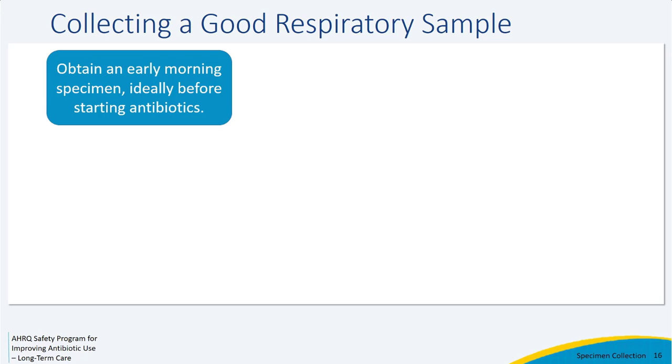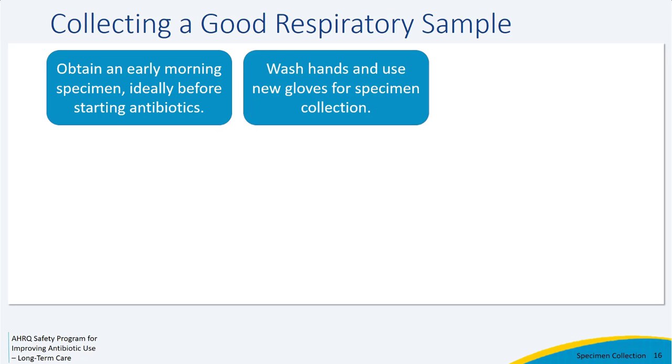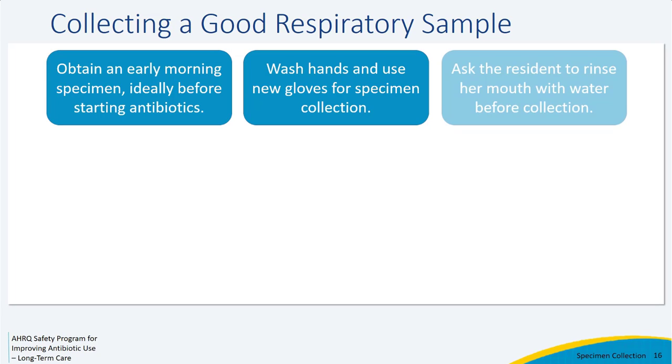1. Obtain an early morning specimen. Often, residents are better at coughing up a good specimen in the early morning hours, so we recommend obtaining specimens at this time when possible. 2. Wash hands and use new gloves for specimen collection. 3. Ask the resident to rinse her mouth out with water before collection. This helps remove some of the loose cells from her mouth and may reduce contamination of the phlegm.